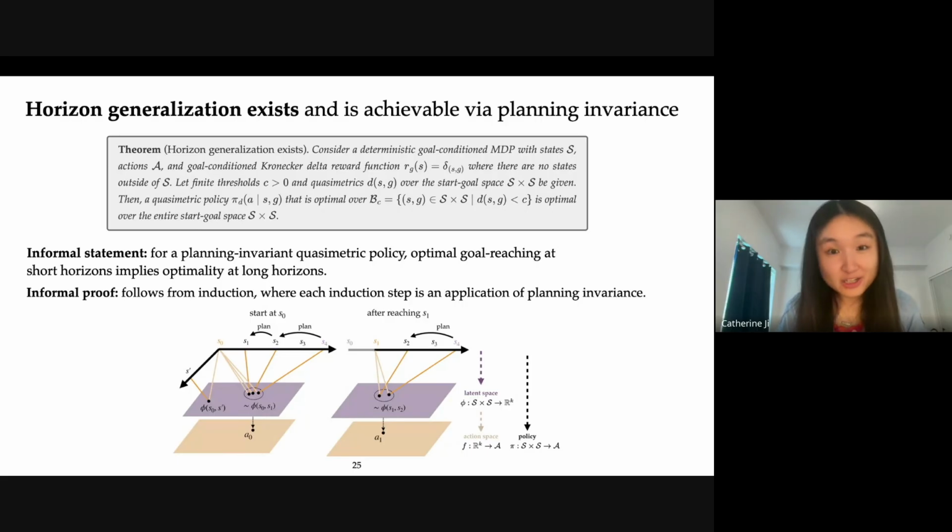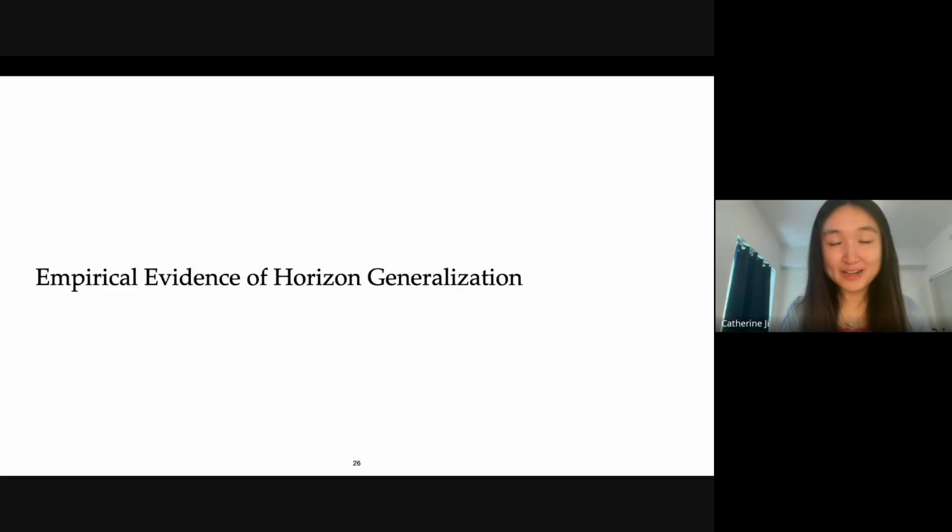As you note, though, for an induction argument, we really need a base case. It's not enough for us to say that planning invariance means you're going to output the same good actions when working at horizon H and 2H. We also need the policy to be good within this original ball of horizon H. That is exactly our base case, and also a really strong assumption that we will address in some future slides. Okay, great. So if there are no questions, I'm going to move on to the empirical evidence of horizon generalization based on some of these theoretical results.